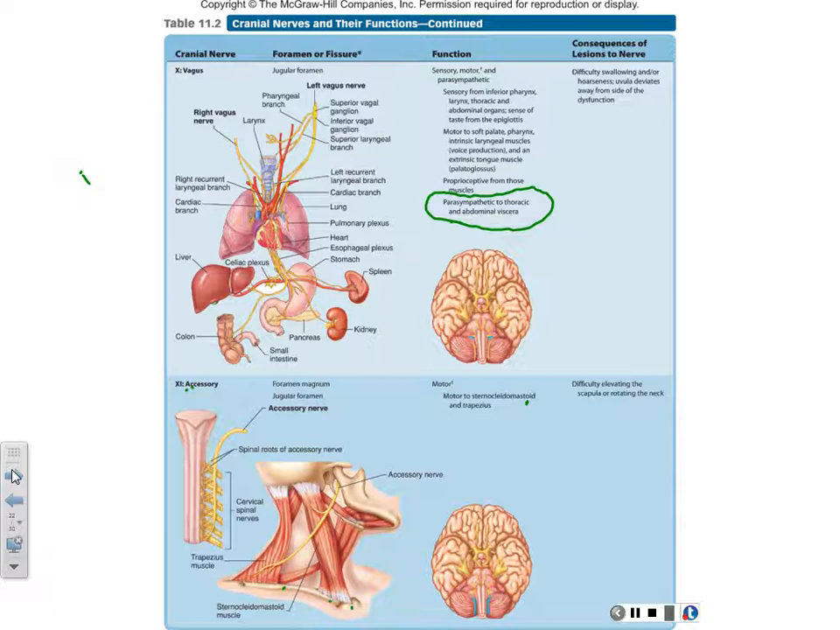So difficulty elevating the scapula and rotating the neck, because it controls those muscles in the neck area. Right? So it's accessory. Very good. Goes to foramen magnum, also goes through the jugular foramen. So again, most of these, remember how big the jugular foramen is? Do you remember that? How jagged and big it is? Yeah? And the foramen magnum is the biggest opening because that's where the spinal cord goes through. Okay? So accessory, again, it's real easy. Again, it's in the neck area.